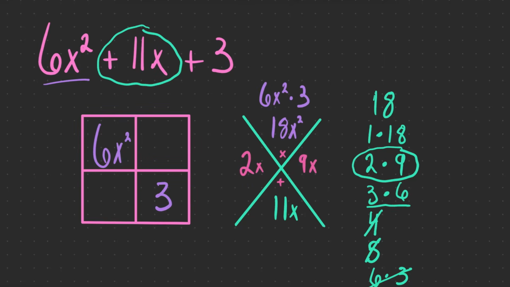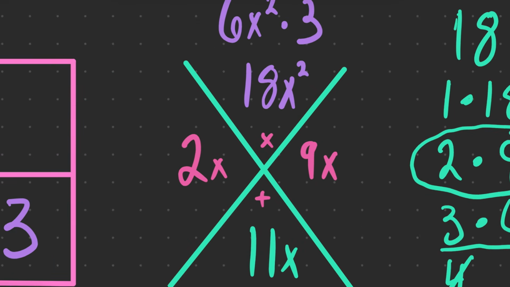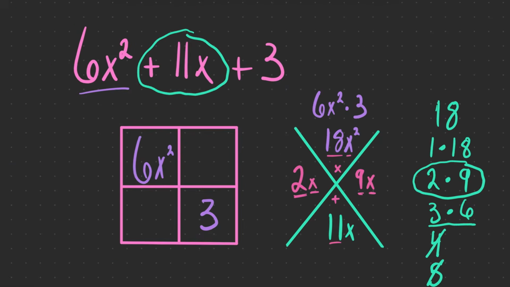And I always like to go back and check that I did this right. You'll see why we wrote 18x squared here in just a second. So 2 times 9 is 18, and x times x is in fact x squared. And then when I add 2 plus 9, I do get 11. Because I'm adding like terms, this does not become x squared, it's just x, right? Because they are like terms, I can add those.